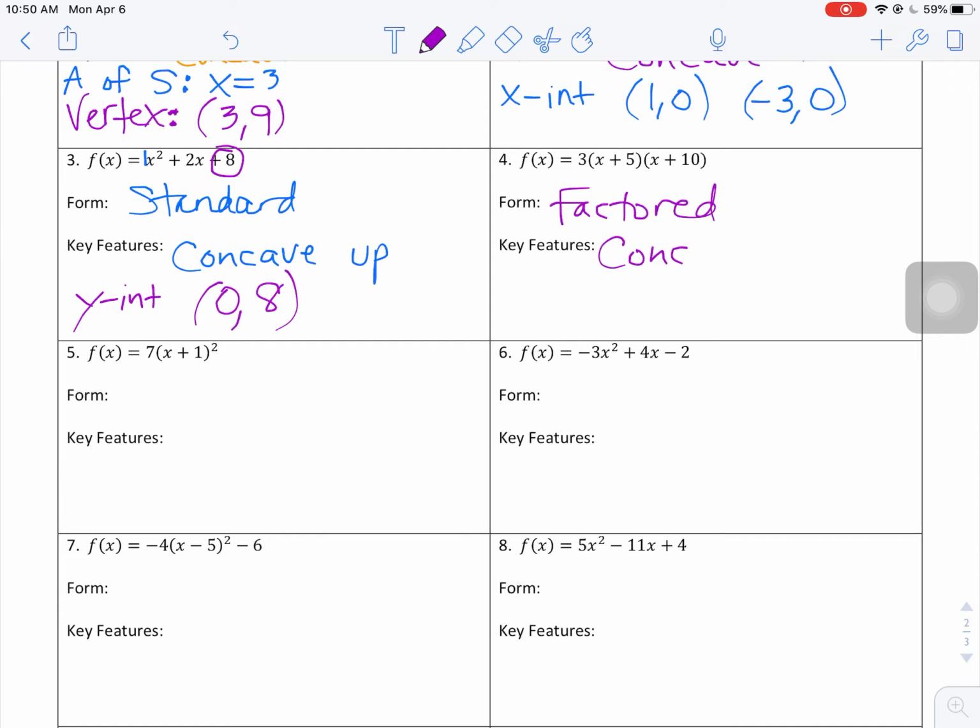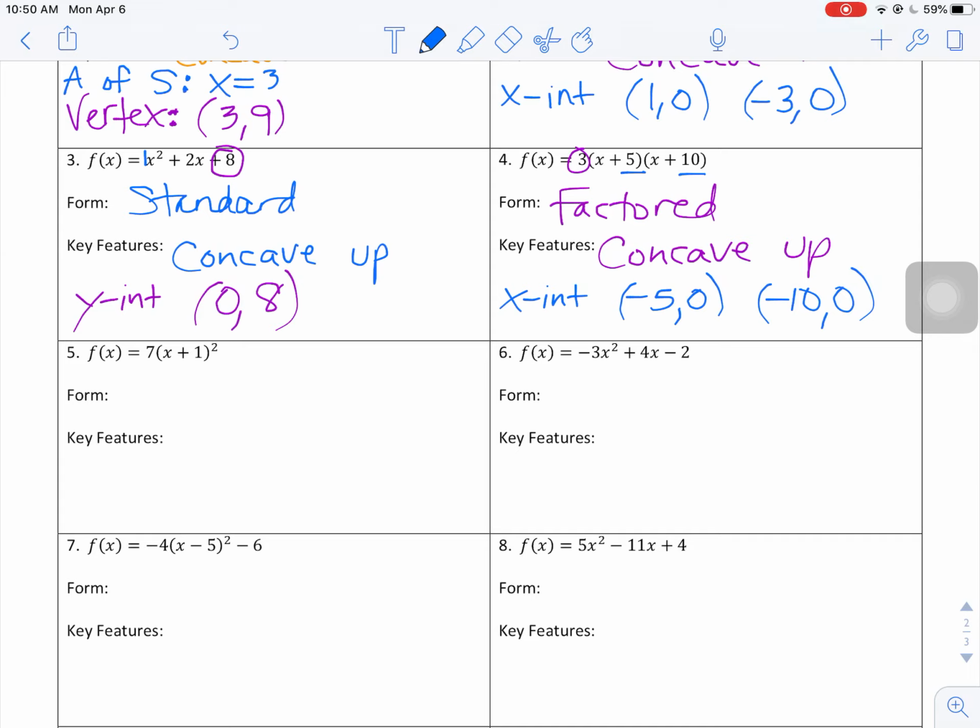On 4, that would be factored form because it's the two sets of parentheses being multiplied together. So I look at my a value to realize that it's concave up because of that positive 3 in the front there. And then for my x-intercepts, I need the opposites of the numbers in the parentheses. (-5, 0) and then (-10, 0). Notice how I'm writing my x-intercepts and my y-intercepts as ordered pairs. I always want you to do that. Always write your x-intercepts and your y-intercepts as ordered pairs.